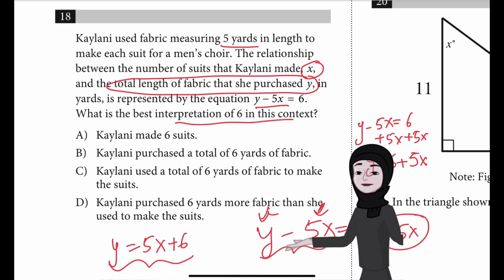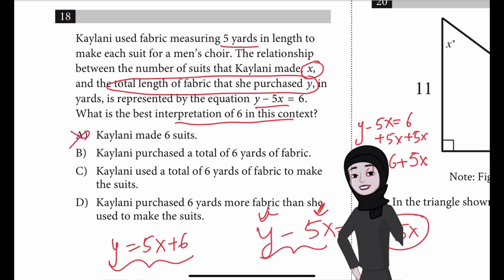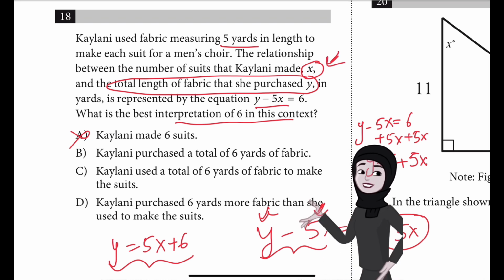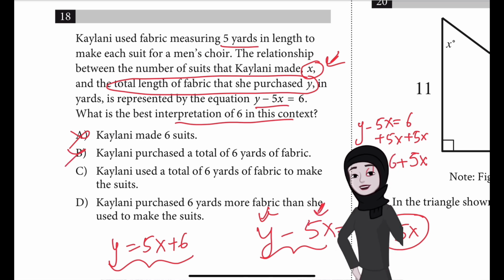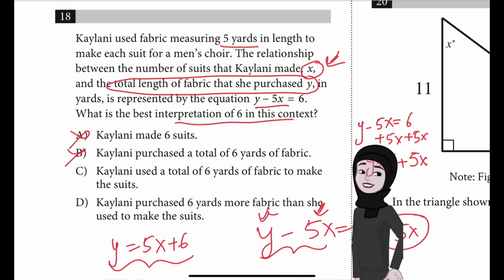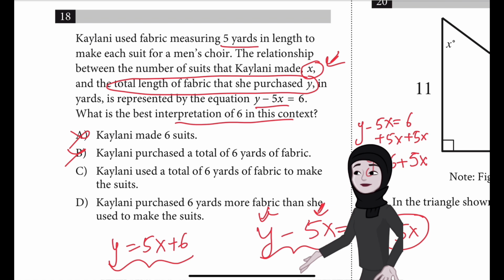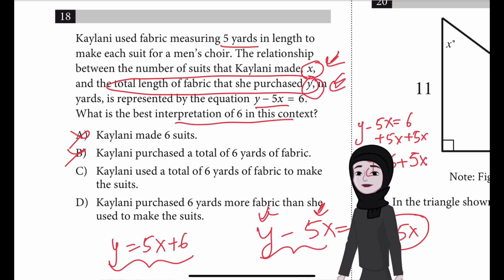Therefore, the best interpretation of 6 in this context is the following. A says Kalyani made 6 suits. That's not correct, because the number of suits Kalyani made is x, not 6. B says Kalyani purchased a total of 6 yards of fabric. That is also not correct, because already they have mentioned that the total yards of fabric she purchased is y, that is given over here.